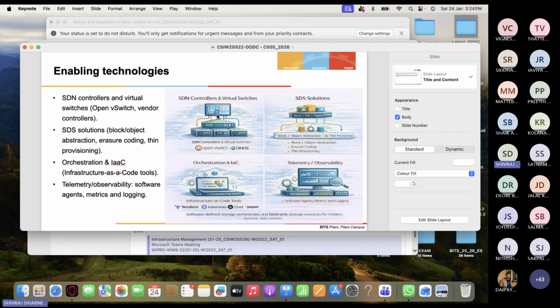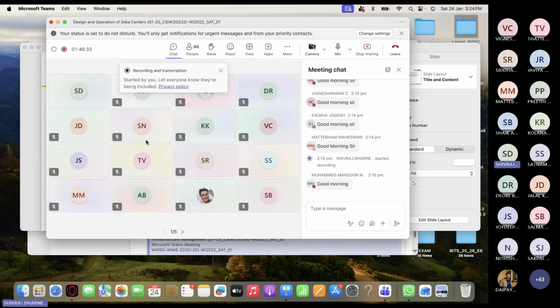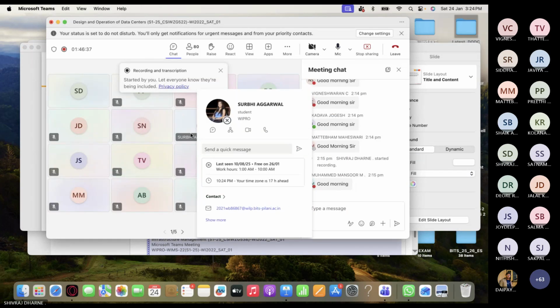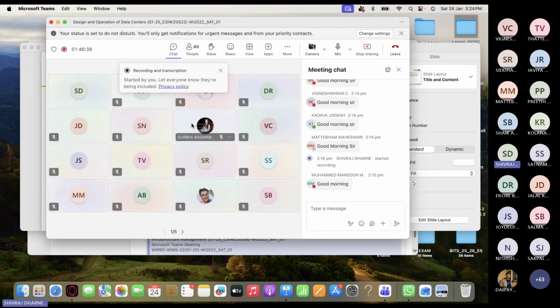And then there is a word called throughput. Can anybody explain what throughput means? Should I ask somebody specifically? Surabhi, can you tell what throughput means? IOPS means the number of operations, right? How many reads and writes? What does throughput mean? One second.